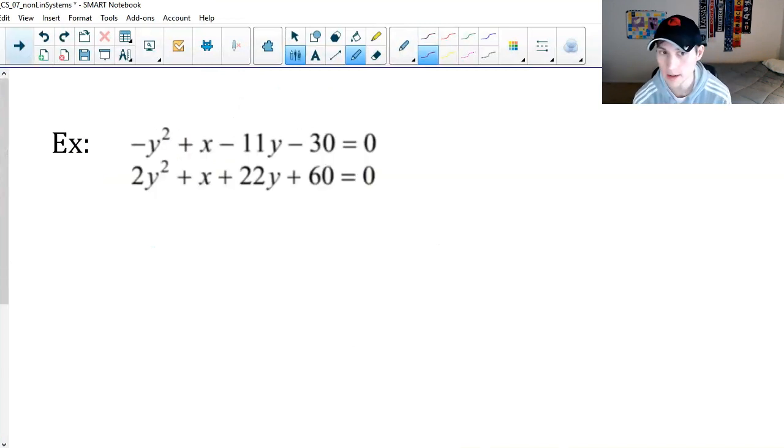But these two equations have a lot more going on. They both have a y squared term. They both have x. They both have y. They both have constants. So I don't know. If we really wanted to, we could solve this through substitution. But I'm going to show you what it looks like from doing it by elimination. So for elimination, right, our same idea. We want to eliminate some variable.